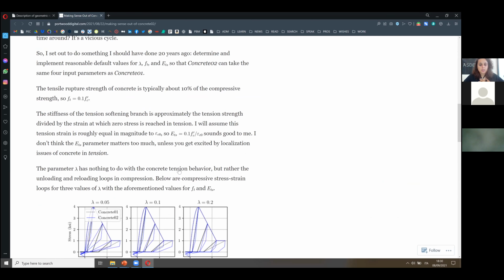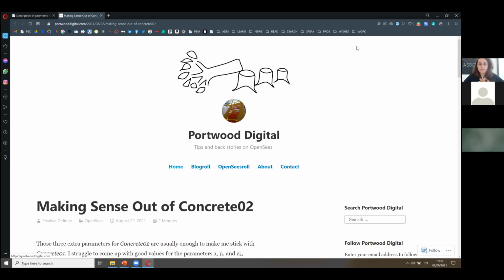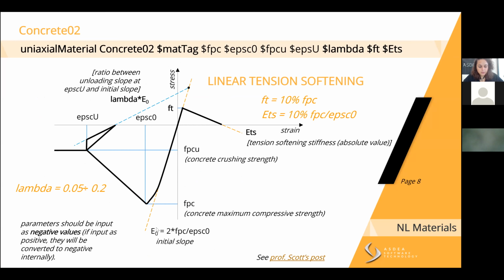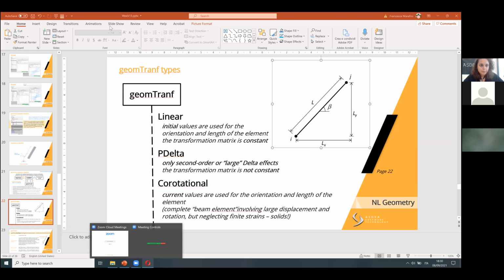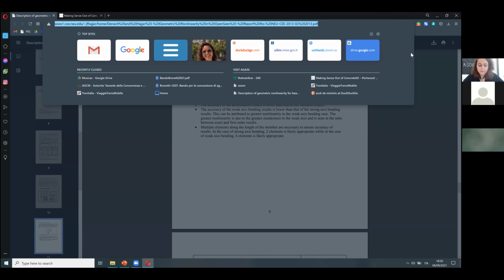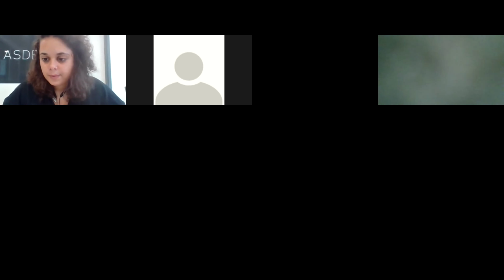And of course, all the information I gave today, I can give you the link now if you are very eager to look at it. I will share it in the chat. And also the model that I showed with the difference between the linear and geometric transformation is going to be shared online.